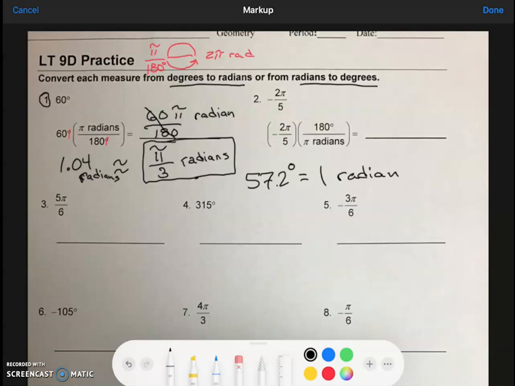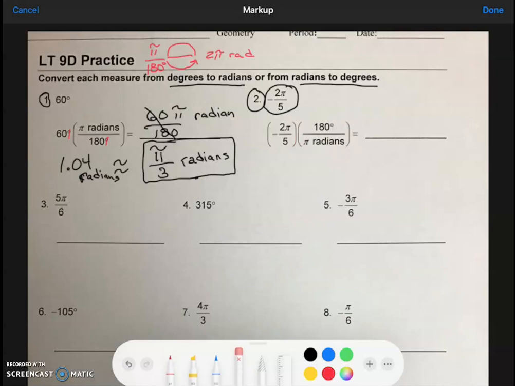Okay, let's go to the next one where we convert a radian measurement into degrees. So when we look at number 2 here, let me erase some of this stuff. We are starting with radians, even though it doesn't say the word radians. This negative 2 pi over 5, that's in radians. And don't worry about the negative, that's just the direction of the angle. We are going to multiply that by that same ratio, but flipped over. The 180 is on top of the fraction, and the radian number is on the bottom.